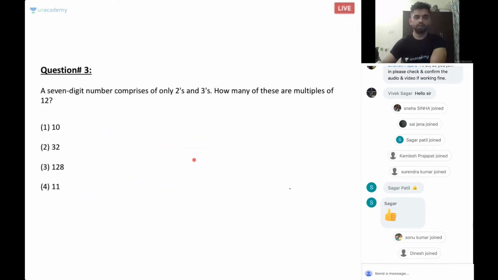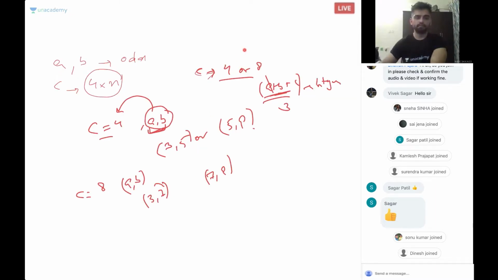Okay, so how many such values are possible? There are 4 such values. What are these values? When A is 3, B is 5, and C is 4. When A is 5, B is 9, and C is 4. When A is 3, B is 7, and C is 8, and when A is 7, B is 9, and C is 8.